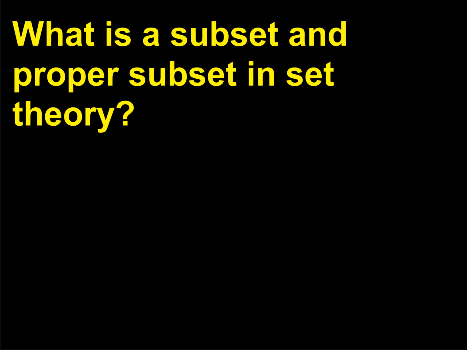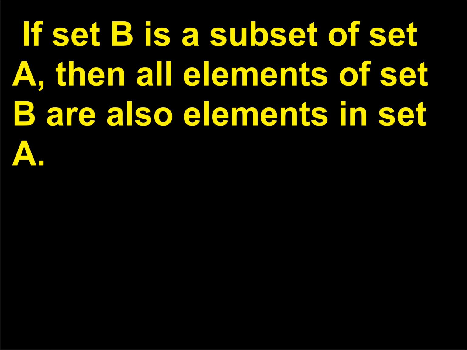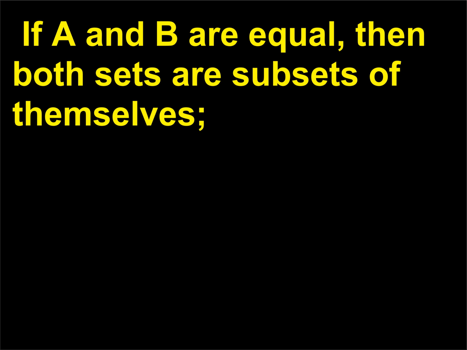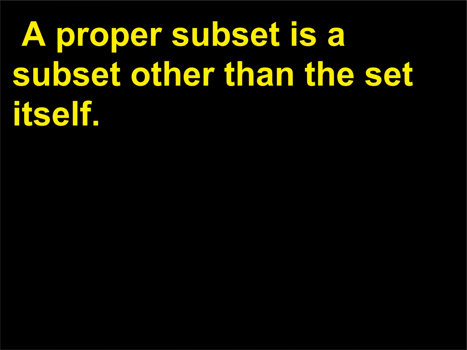What is a subset and proper subset in set theory? Simply put, a subset is a portion of a set. If set B is a subset of set A, then all elements of set B are also elements in set A. If A and B are equal, then both sets are subsets of themselves. The empty set is also considered a subset of every other set. A proper subset is a subset other than the set itself.